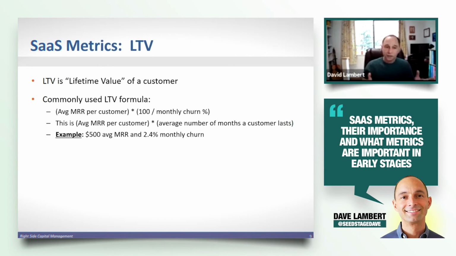So let's take an example. Across your customer base, you have $500 of average MRR and you've got 2.4% monthly churn.